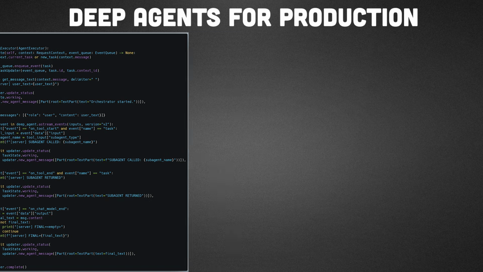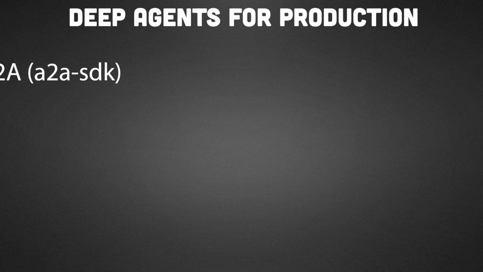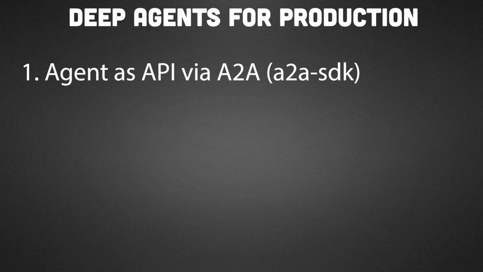We also listen to a third event, onChatModelEnd. That's the event that fires when the orchestrator produces a final answer and decides the user's question has been handled successfully. After that, we will mark the task as completed and stream that information via the API as well. So now we've exposed the DeepAgents logic via an API using the A2A protocol.